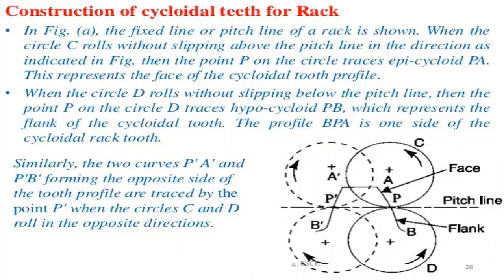Whenever this has to be formed, the tooth profile is traced out by the point P dash. So this is traced by the point P dash, when the circles C and D roll in the opposite directions.